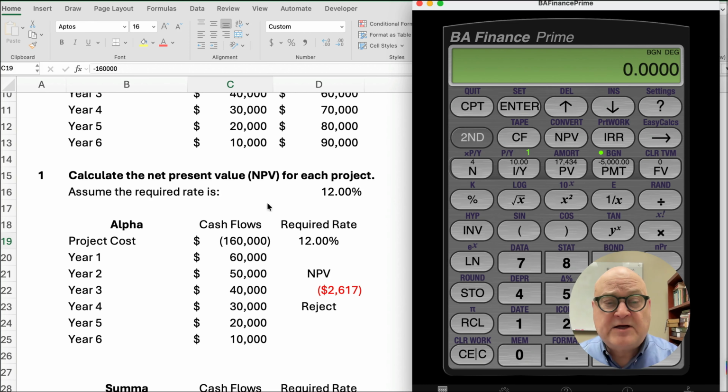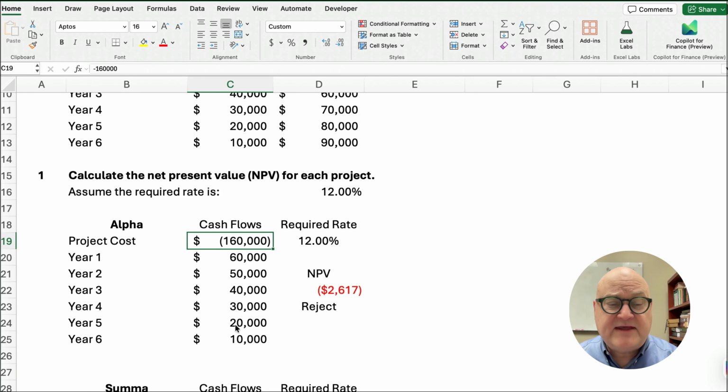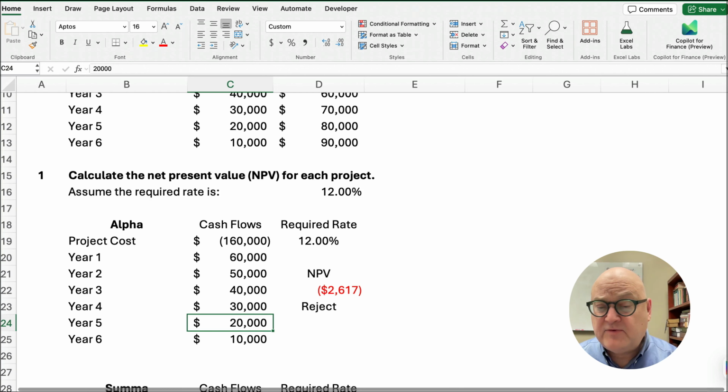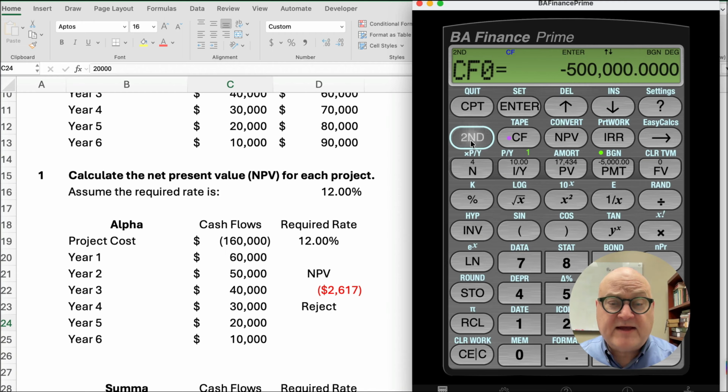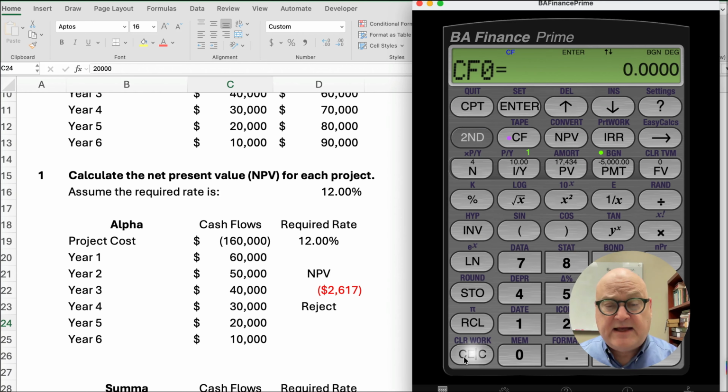Okay? So we're going to put these things in as cash flow. So we're going to go to the button that's right next to the shift, the second function. We'll do CF for cash flow. Now I already have some numbers in there and we don't want those. I'm going to do second function, or the shift key, and clear my work at the very bottom. And so we're ready to go with this cash flow.